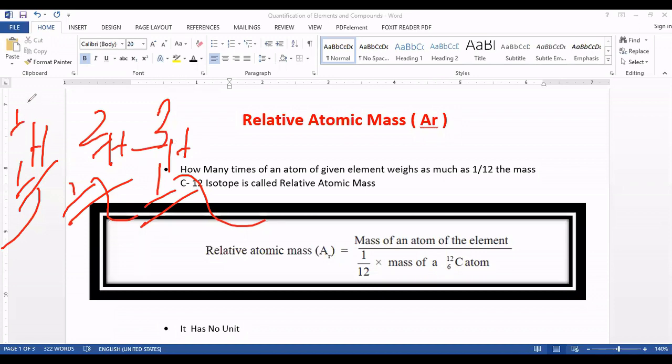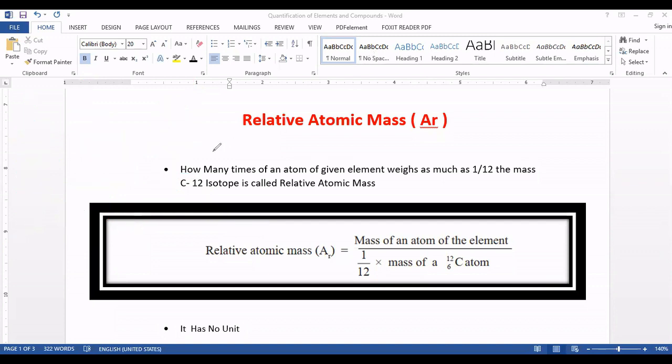Here the number of neutrons is 0: 1 minus 1, 0. For the next, 2 minus 1 is 1. And for the third, the number of neutrons, 3 minus 1, is what? 2. Same protons, different neutrons, or same atomic number, different mass number. And that is called what? Isotope. Here we talk about what? Carbon-12.